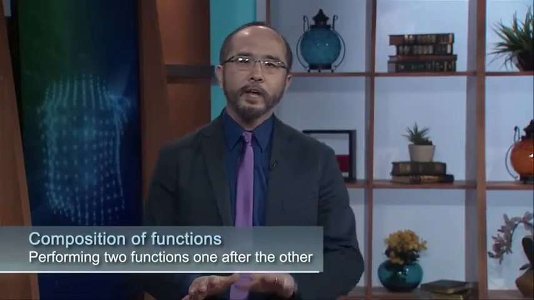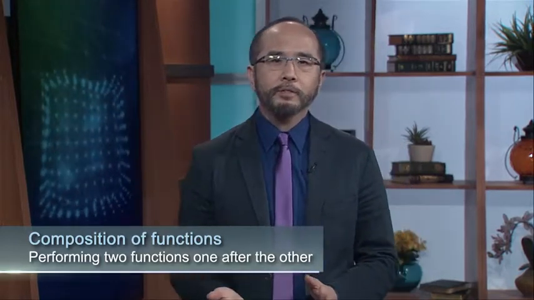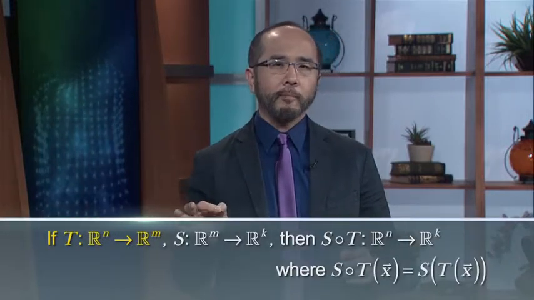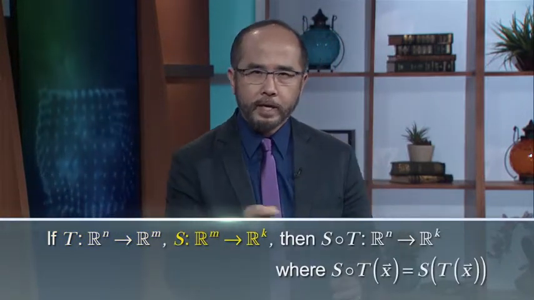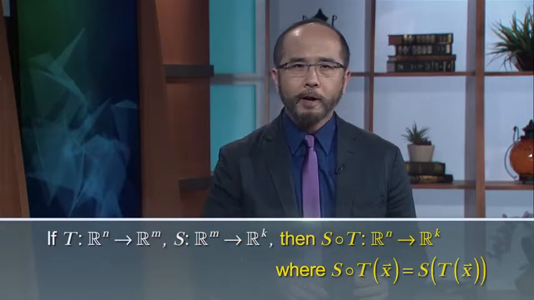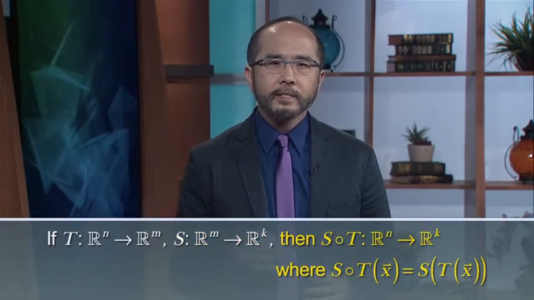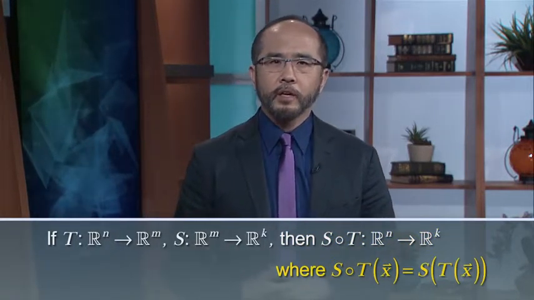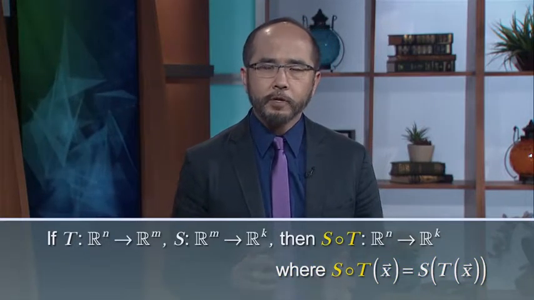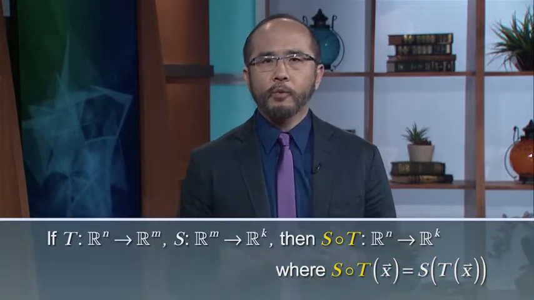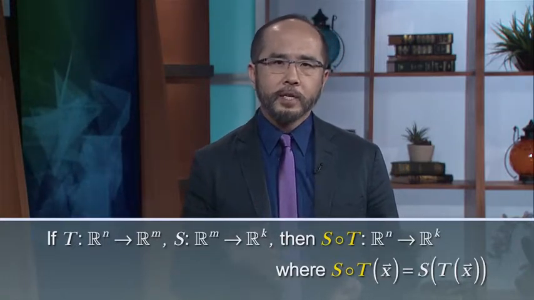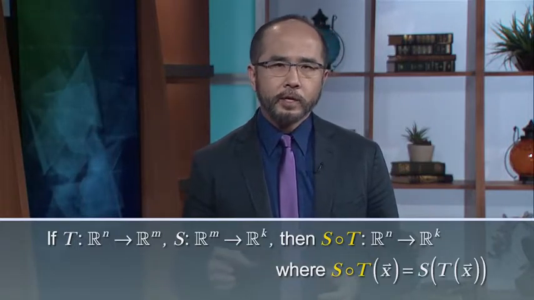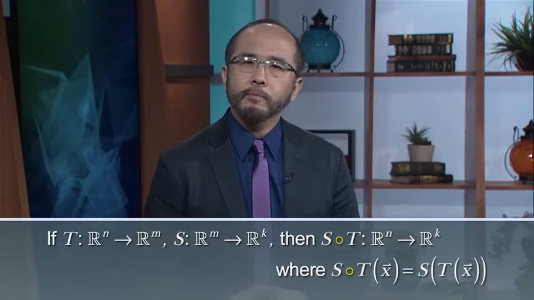Performing 2 functions, one after the other, has a name. That's called a composition of functions. If T goes from R^n to R^m, and S goes from R^m to R^k, then the function formed by first doing T, then S, is the function S of T of x. Notice how the order of S and T gets reversed in the notation because the way we apply functions is from the inside out. We write the composition as S circ T, where circ is the little circle sign.